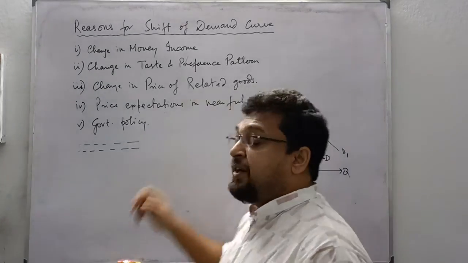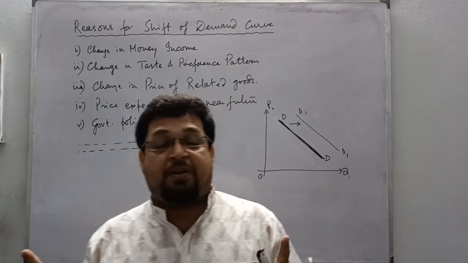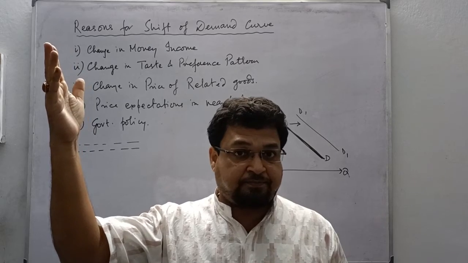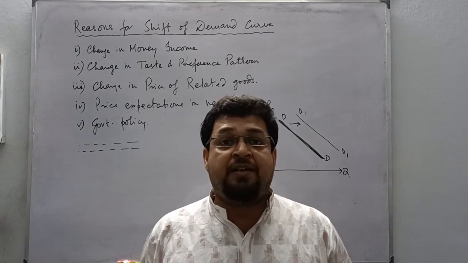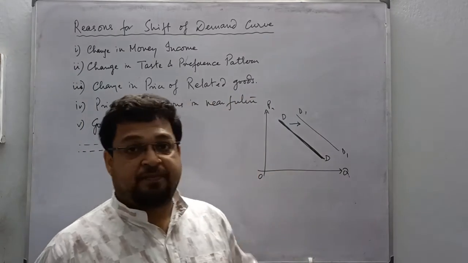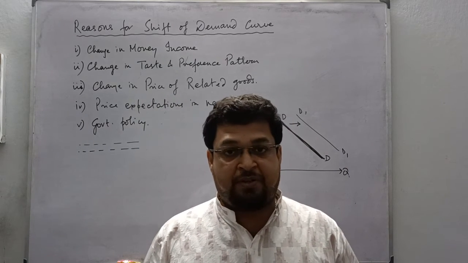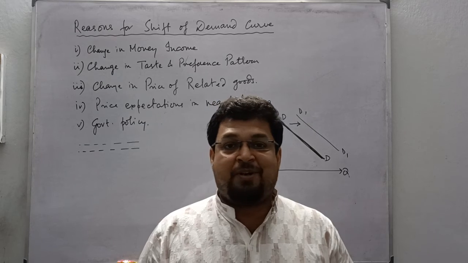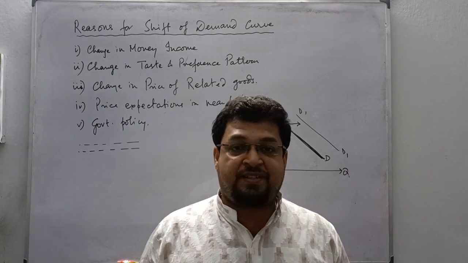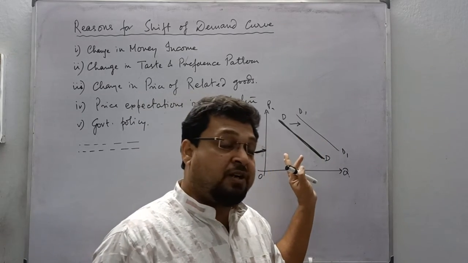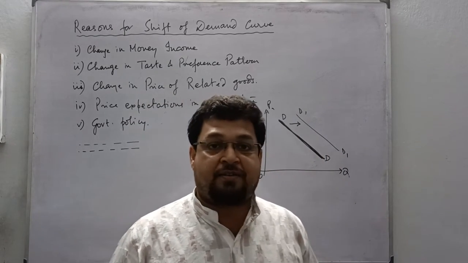Change in the price of related goods. You have substitute goods and complementary goods. If the price of a substitute good rises, demand for this commodity increases and shifts to the right. If the price of a complementary good increases, demand for this commodity falls. For example, if the price of fuel increases, demand for cars decreases, and the demand curve shifts to the left for cars.